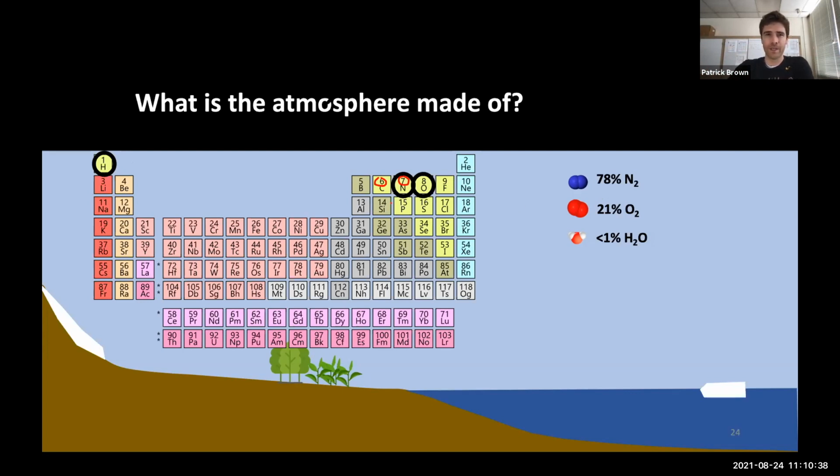Just a review there of what elements are and what we mean when we say carbon and nitrogen and oxygen. But the point here is, what is the atmosphere made of? It's made of mostly these things: nitrogen, oxygen, water, argon is another one. But then we have what we talk about much more in this class, CO2.